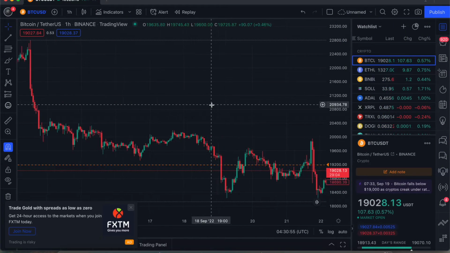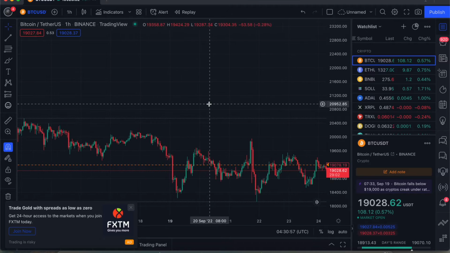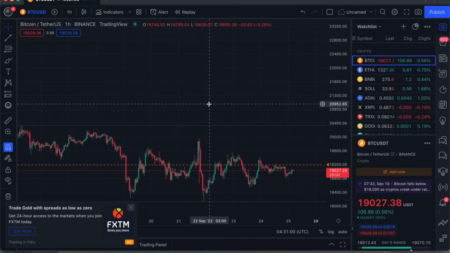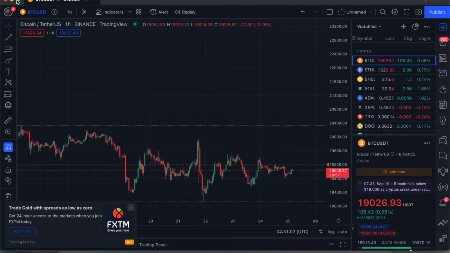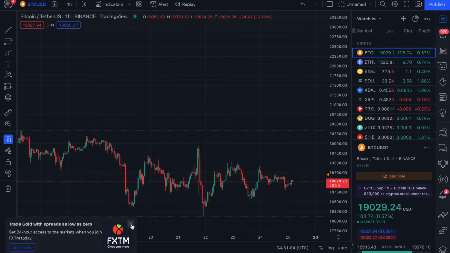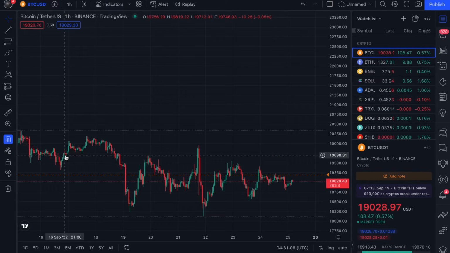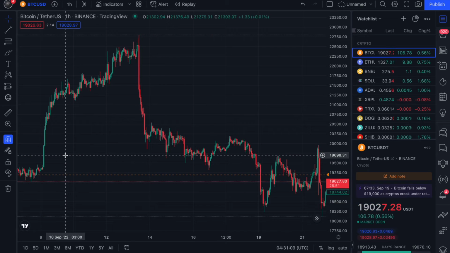So I will just navigate to the chart. This is a Bitcoin USDT price chart. This is the current price chart. So let me just zoom into it and look at what I can make out of it. Now, here are the rules.